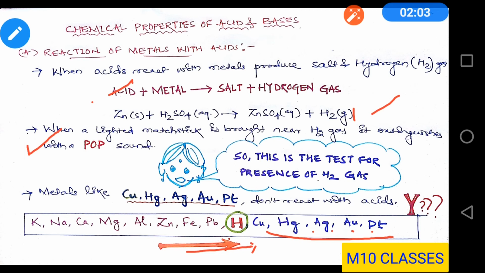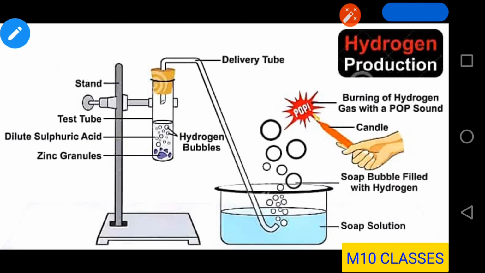Now let us see an experimental setup for the reaction of zinc with sulfuric acid. Now see students, this is the experimental setup for the reaction of zinc granules with sulfuric acid and to test the presence of hydrogen gas. Here in this test tube we have taken zinc granules and added some sulfuric acid. Now through this delivery tube, this hydrogen gas will enter into the soap solution.